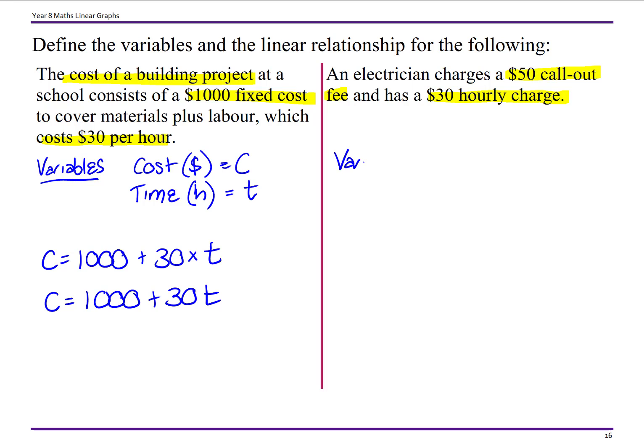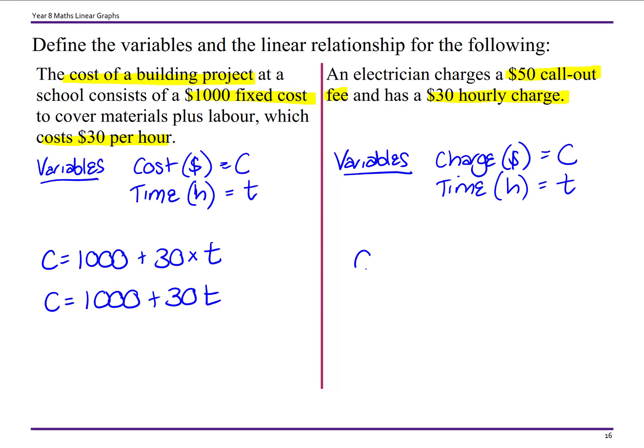Okay, our variables. Again, we want to know how much he charges. So our charge in dollars, let's let that equal C. And again, because it's a $50 call-out fee and then $30 an hour, our other variable is going to be, well, how long is he there for? Our time in hours. Let's let that equal T. So just like previously, our charge will always be $50 no matter how long the electrician's there. And then it's going to cost an extra $30 per hour. So that's 50 plus 30T.